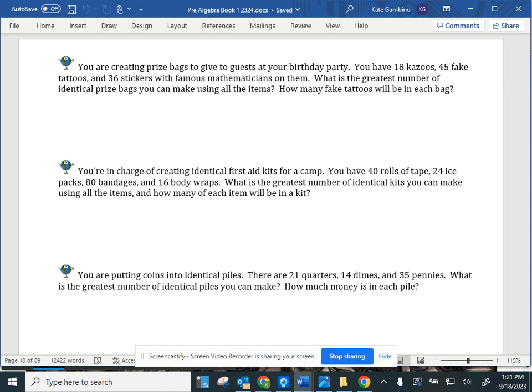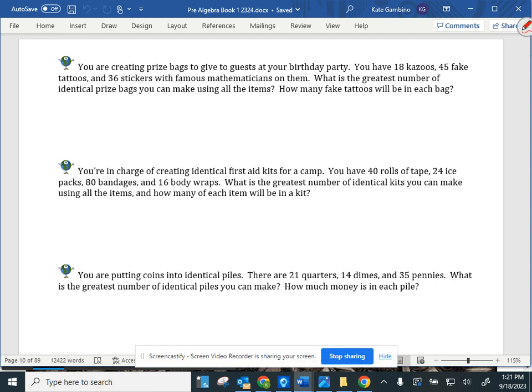What method are we going to use? Or how are we going to solve this word problem? We're looking for the greatest common factor. That's how many prize bags we're going to have. What the greatest common factor is, that would be our prize bags. And then to figure out how many fake tattoos are in each bag, find its factor buddy.